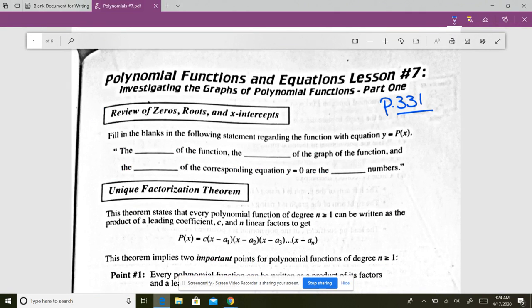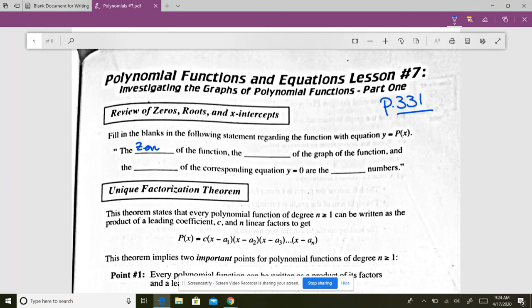All right, everybody, we're on page 331, lesson number 7. This is a very short lesson. It's basically getting used to identifying the general shape of a graph based on its degree. So, quick review from the last lesson.